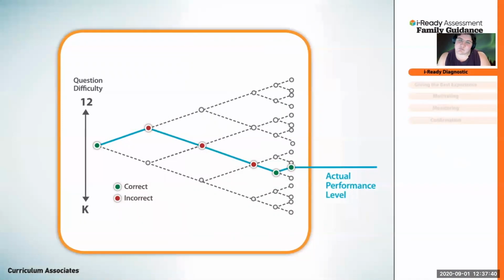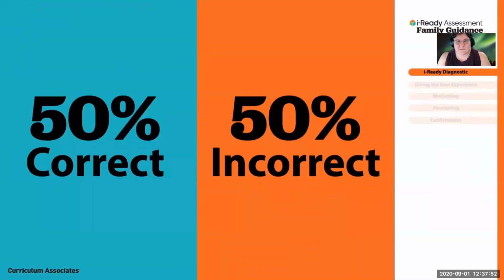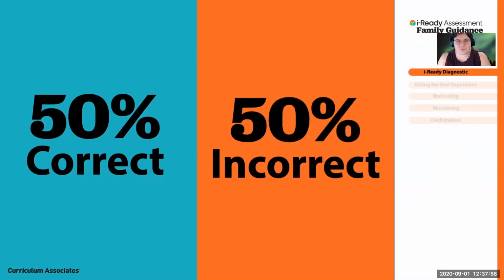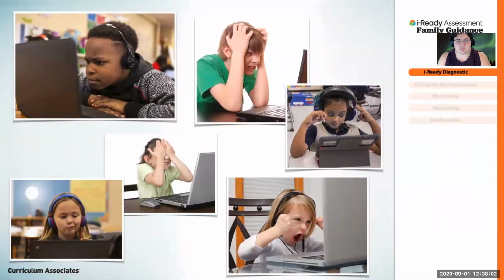iReady tells teachers exactly what your students need next. It's about serving your child the exact instruction that will help them grow to the next level in reading and math. The fact is, students will get about half the questions correct and half incorrect. And that's okay. Sometimes the questions will be easy, sometimes they will be hard. Your child might get frustrated because he or she won't know the answers.